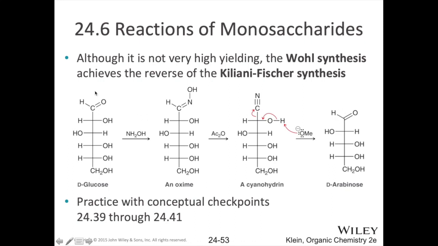Okay, so just like we started off with an aldose here, you wind up with an aldose in the final step. Now what you've done then is you've basically taken off your aldehyde group at the end, and you've converted the number 2 carbon into the new aldehyde group.